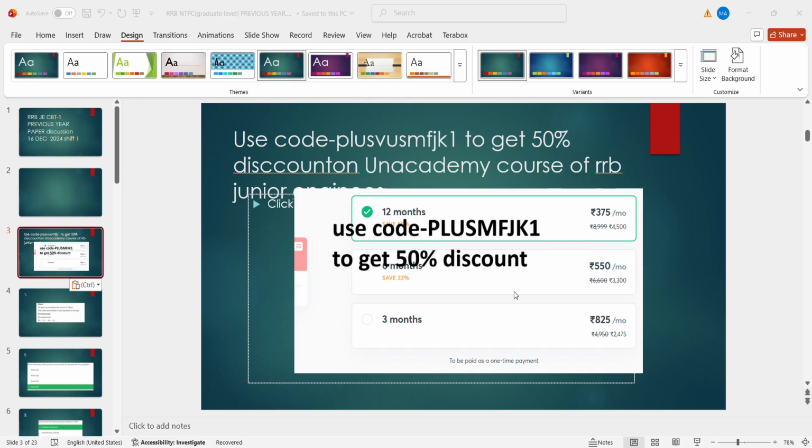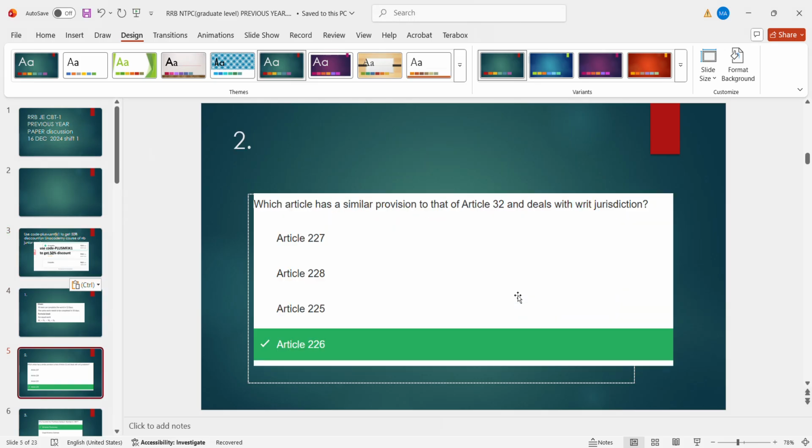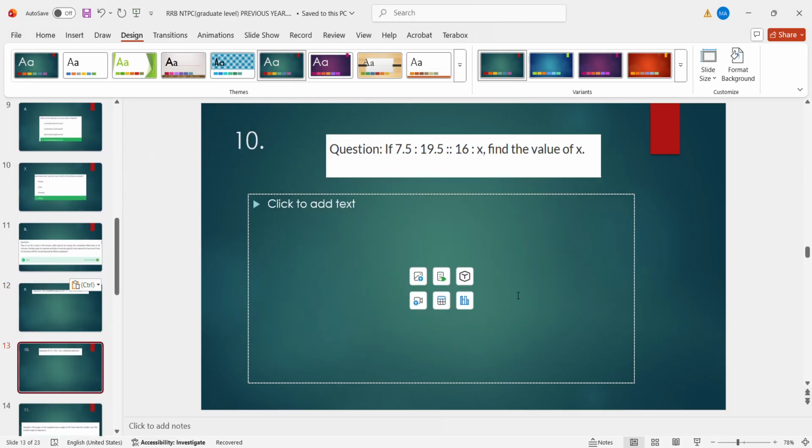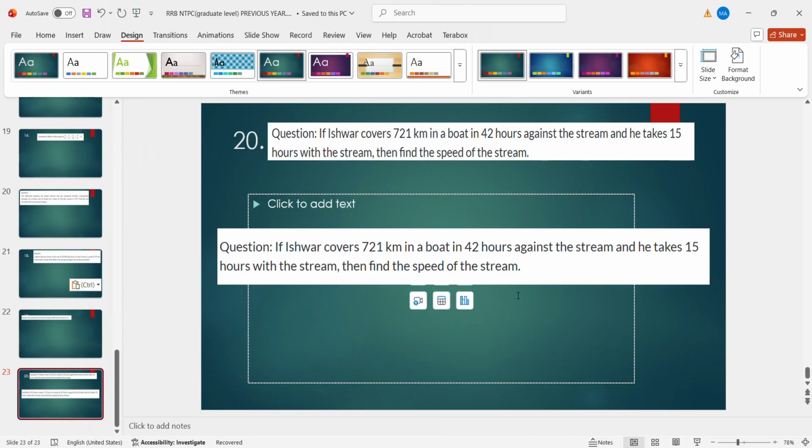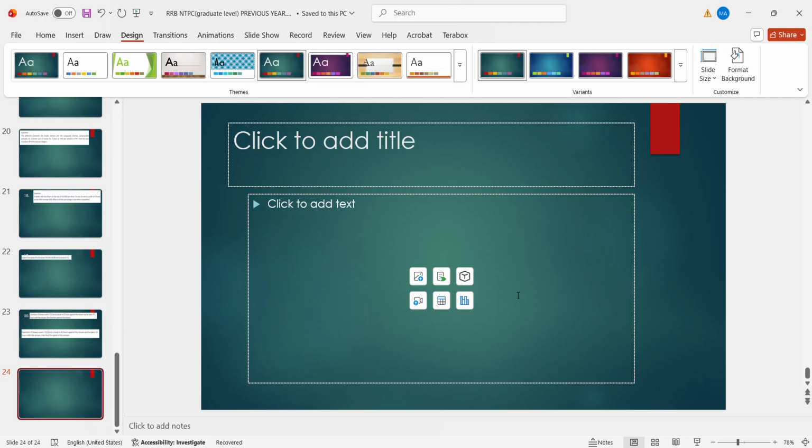Coming to the next question, 61. Which method of reproduction is used in plants where only a single parent is involved? The answer is asexual reproduction.